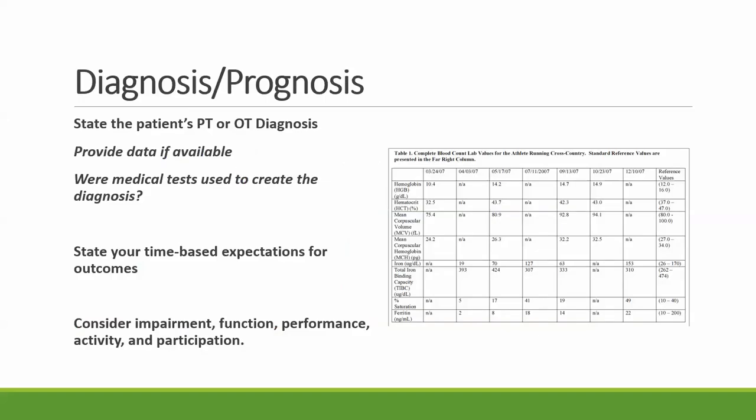Next, the diagnosis and prognosis section. This is where you state the patient's different diagnosis, whether this be the medical diagnosis or your physical therapy or occupational therapy related diagnosis. If possible, provide data. Were medical tests used to help in creating the diagnosis? And that can be great then to go back to the referral source and to get that information. It's really easy. All you need to do is get the patient to sign a medical release form.